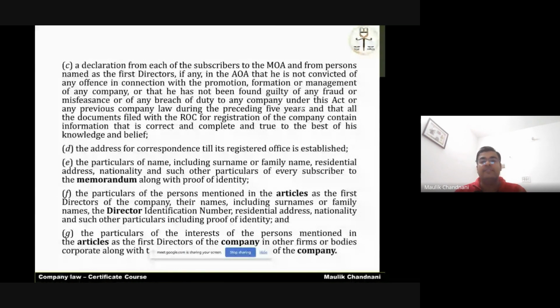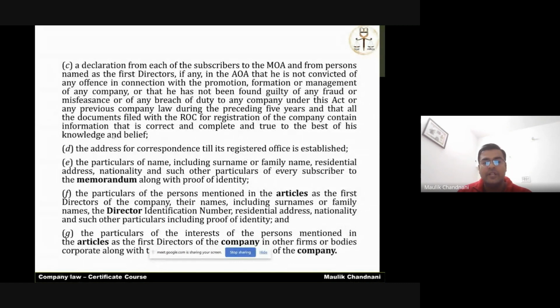In the last 5 years, if you are an existing company where you are a promoter, a director, or a shareholder, and if you have breached any such conduct, you will not be allowed to float another company, or become a subscriber to the memorandum or a director of another new company. And all these documents shall be filed with the ROC.